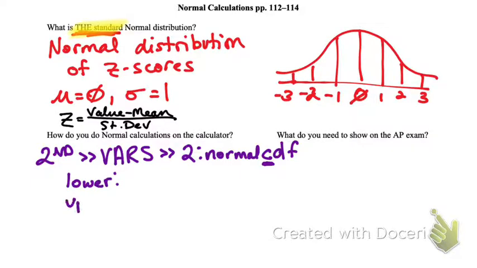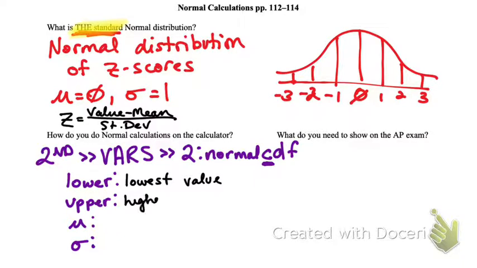Lower, upper, mu, and sigma. So here's what your calculator wants to know. It wants to know what is the lowest number of the area you're looking for. It's the lower boundary of the area you're looking for. So this is your lowest value. Then it wants to know what is your highest value of the area that you're looking for. And then obviously you know what mu and sigma stand for, right? The mean, and the standard deviation.